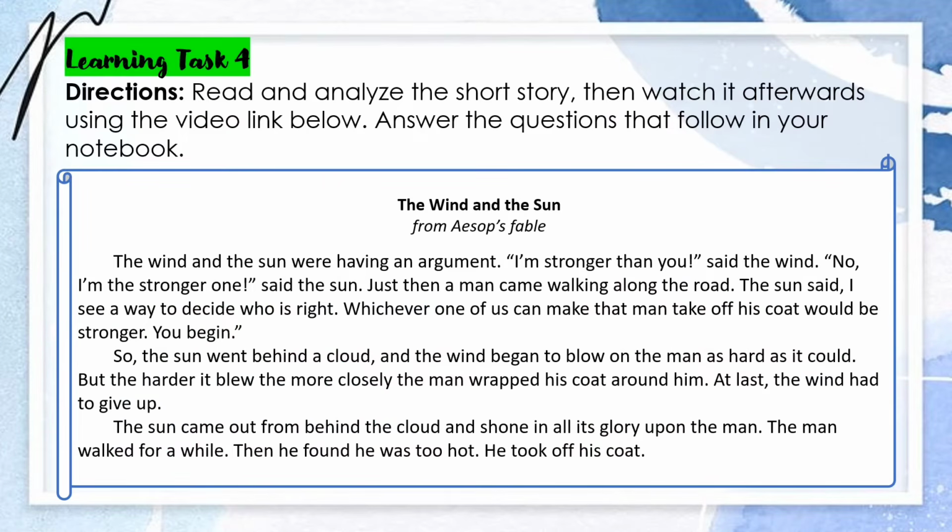In this learning task, you're going to read and analyze the short story, then watch it afterwards using the video link posted. Answer the questions that follow in your notebook.